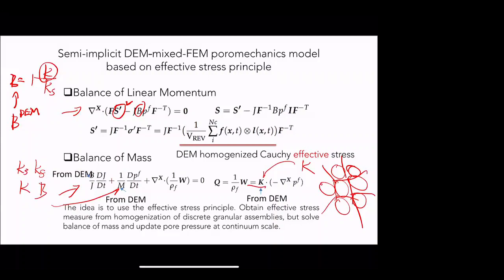So K is coming from the DEM assembly. M is coming from the DEM assembly. B is coming from the discrete element assembly, but also the effective stress is coming from the DEM assembly, in particular from the bench vector and the void ratio. Here we assume that the effective stress principle is valid, so that we can partition the total stress, the second Piola-Kirchhoff stress, into the effective stress, the effective second Piola-Kirchhoff stress, and also the pushback of the stress coming from the pore water pressure.